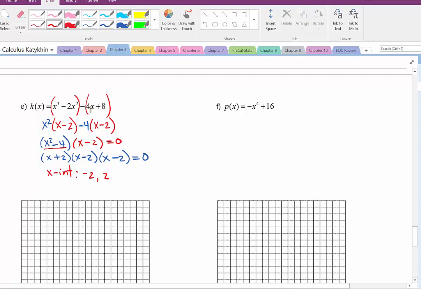Now my y-intercept, if I set my x equal to 0, I just get a constant, which is the 8. So the y-intercept will be 8. So let's talk about the end behavior.